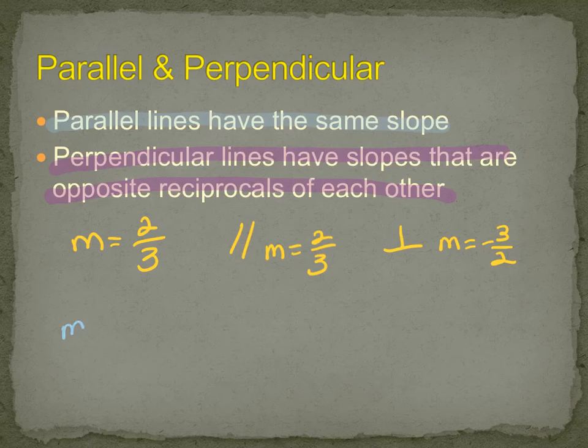If I gave you, I don't know, -3 at the beginning, parallel would also be -3. Perpendicular, opposite is now positive. The reciprocal of -3 is 1/3. Questions on that one?